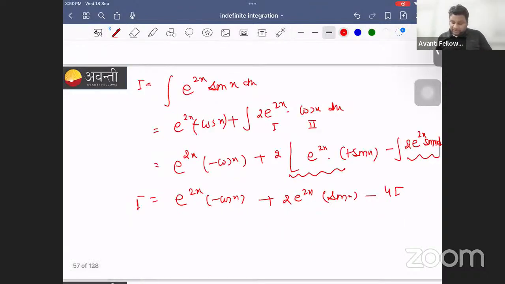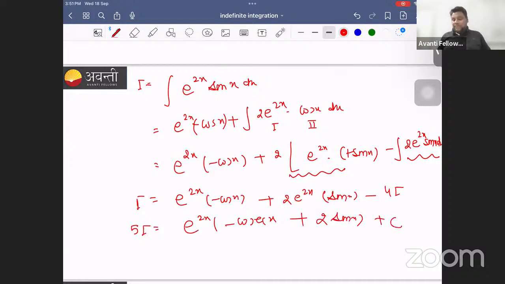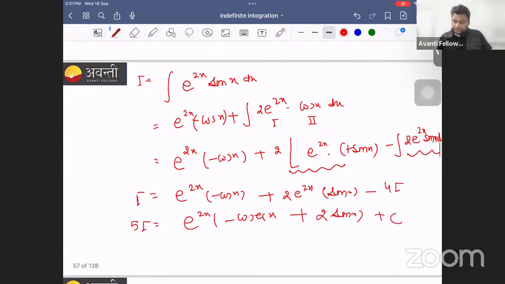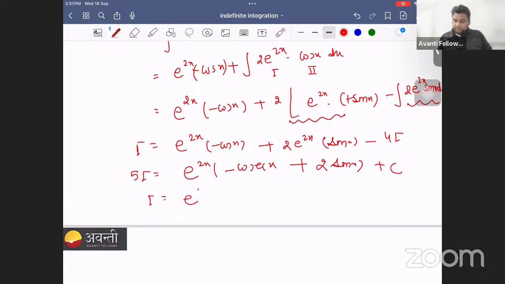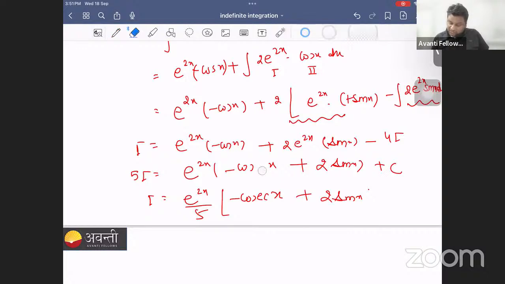Take it to the left side. So 5I equals to plus cos. That's it. Now divide by 5, you will get your answer. This is not cosec, this is cos.